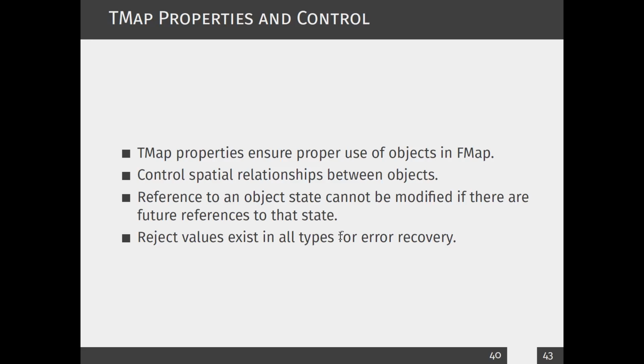Right, TMAP properties and control. Each type map property ensures the proper use of objects in FMAP. That's why I told you, you start with the TMAP and then you go for FMAP. And then you have control of spatial relationships between objects. A reference to an object state cannot be modified if there are future references to that state. And then reject values, allowing all types of error recovery.